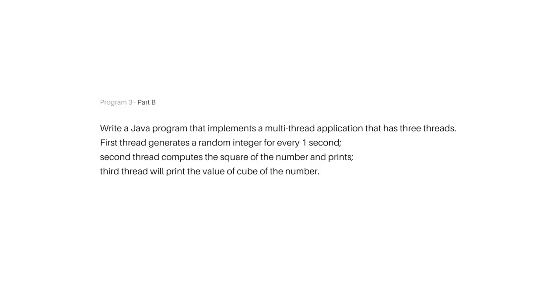Welcome back everybody, and here's the problem statement that we are going to solve today. Write a Java program that implements a multi-thread application that has three threads. First thread generates a random integer for every 1 second. Second thread computes the square of the number and prints. Third thread will print the value of cube of the number. Now that's quite a simple one. Now let's try to implement and eventually see the output.